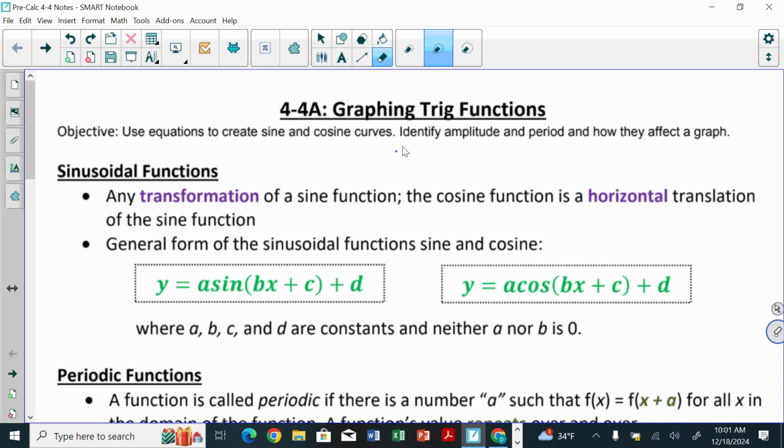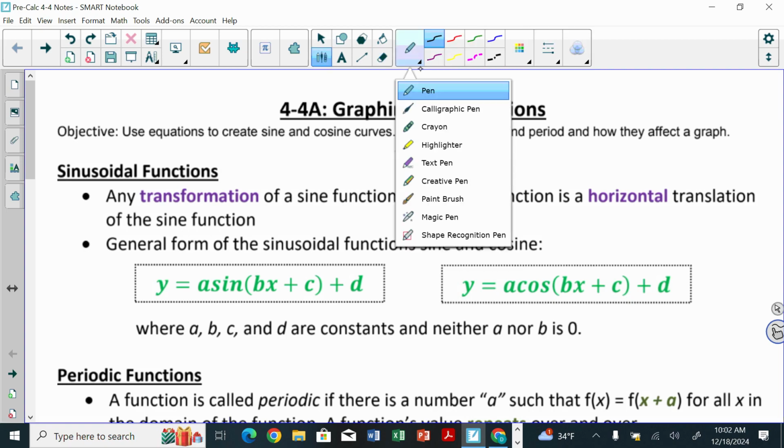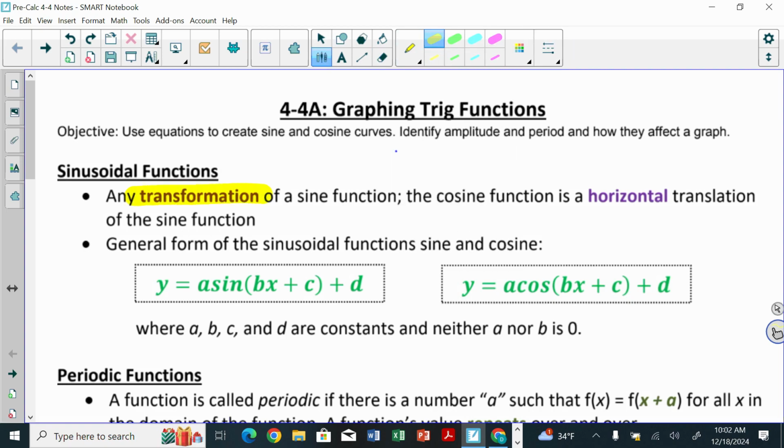So, sinusoidal functions, fun to say. This is where we have a transformation of a graph, but it's a transformation of the sine function. And the cosine function is a horizontal translation of the sine function. So when you look at those graphs, you'll see the cosine is just like a horizontal shift. We'll point that out with the graphs as we go.